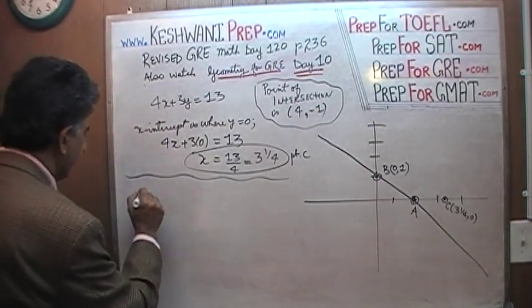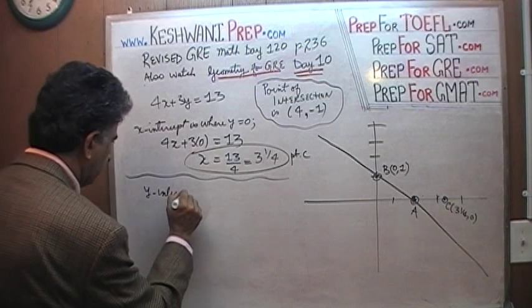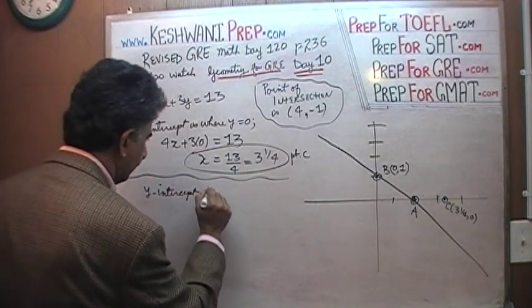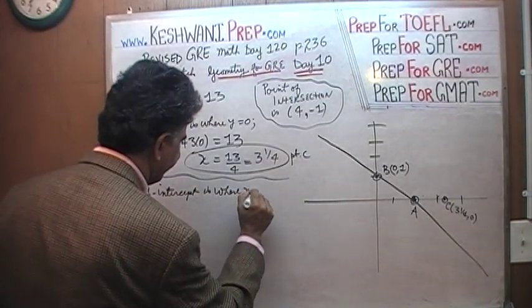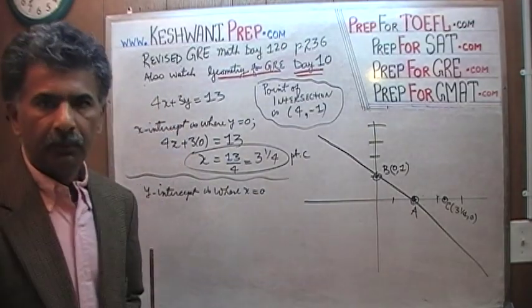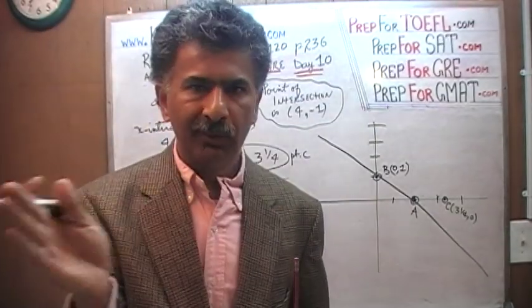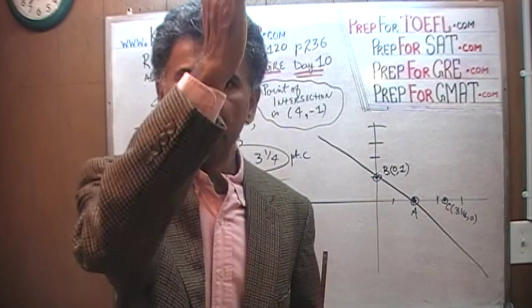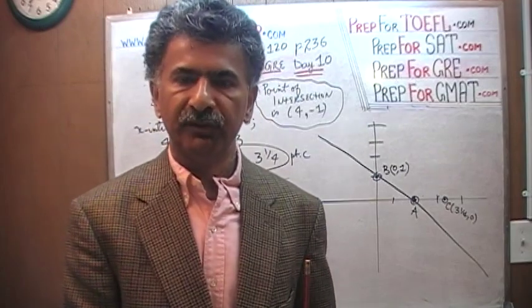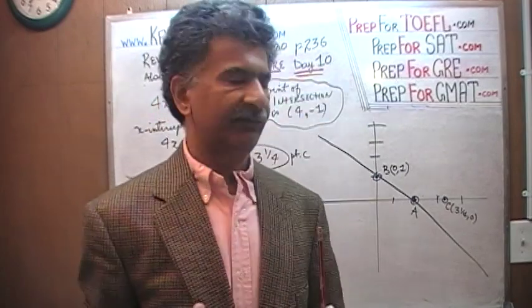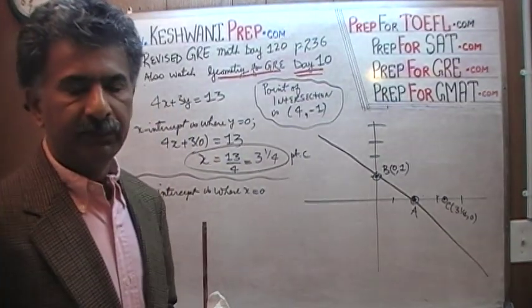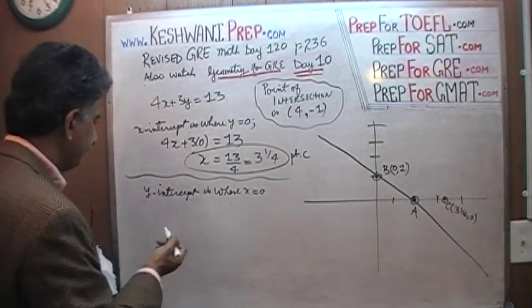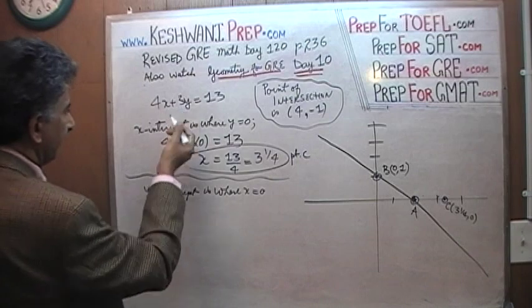Let's find the y-intercept. Y-intercept is where x is 0. If x is 0, that means we are not moving along the x-axis at all. We are staying somewhere on the y-axis, which is why it's called y-intercept, because that's where the line cuts the y-axis. Where does it cut the y-axis? At what distance of y? We'll find out. When x is 0, put it back in here.